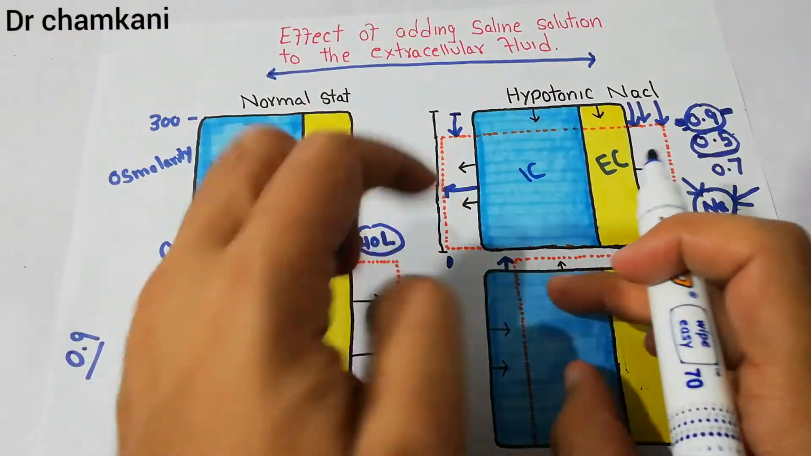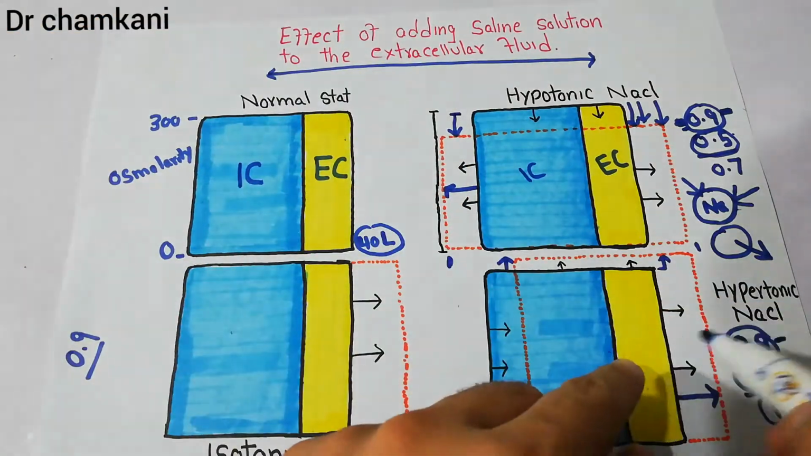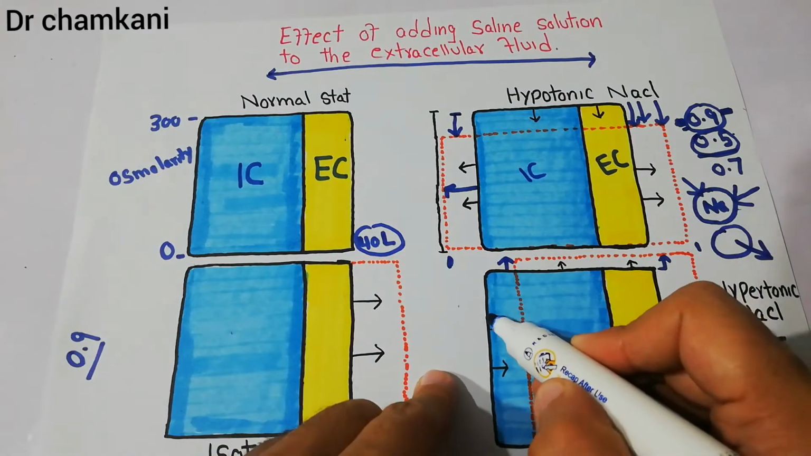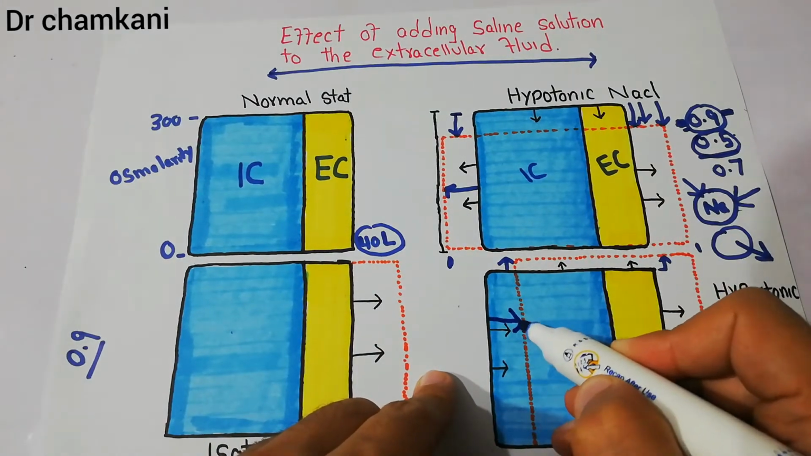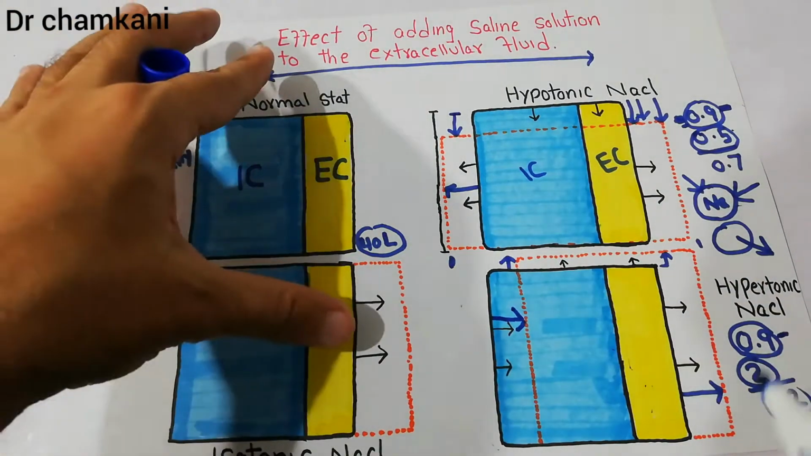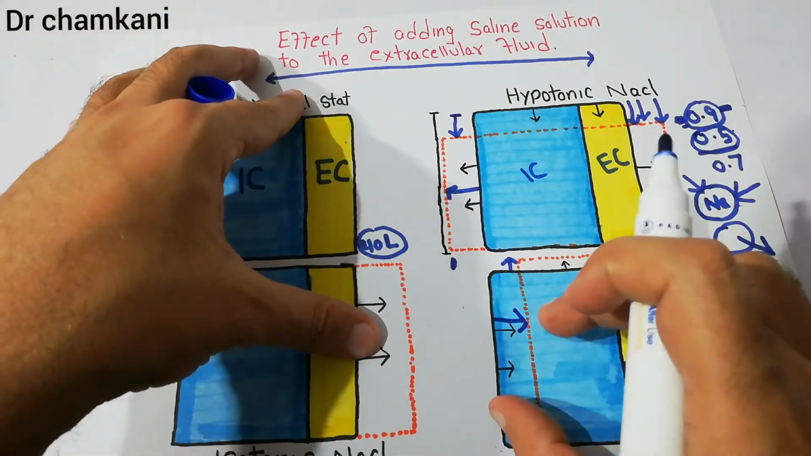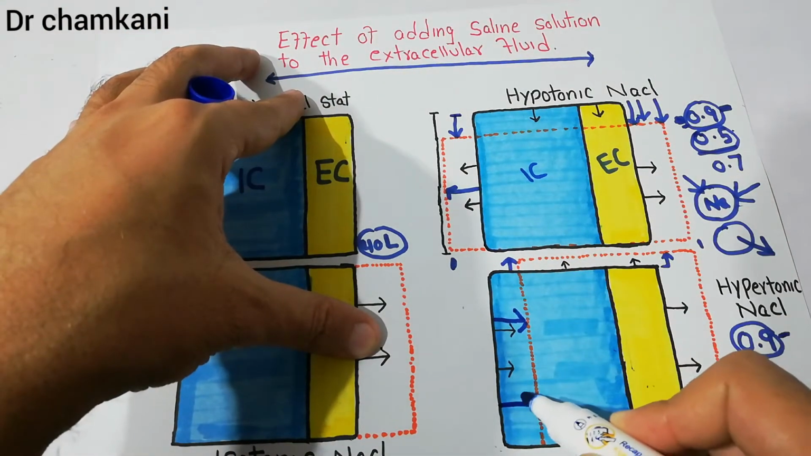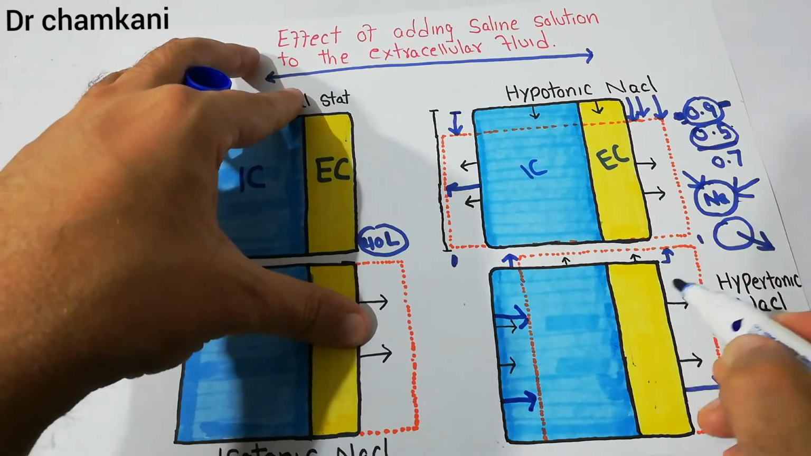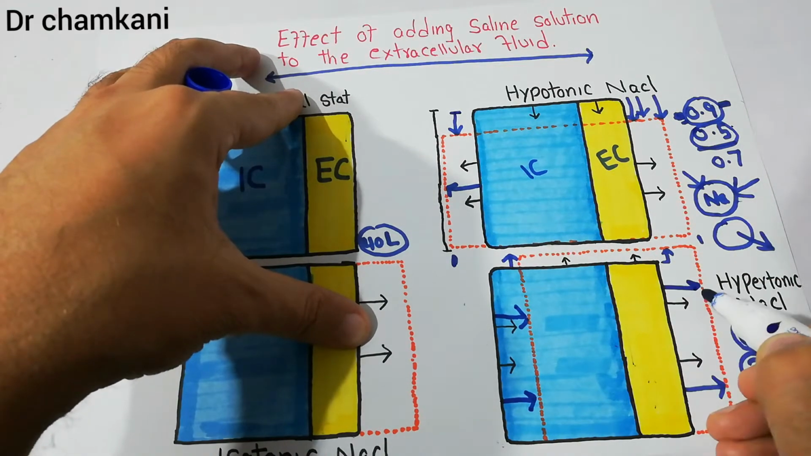Here in hypertonic, the water from the cell is basically going outside. So the water from the intracellular compartment is going towards the extracellular compartment. So this extracellular compartment has decreased this much. Now the intracellular compartment has decreased from this level to this level, and the extracellular compartment has basically increased from this level to this level.